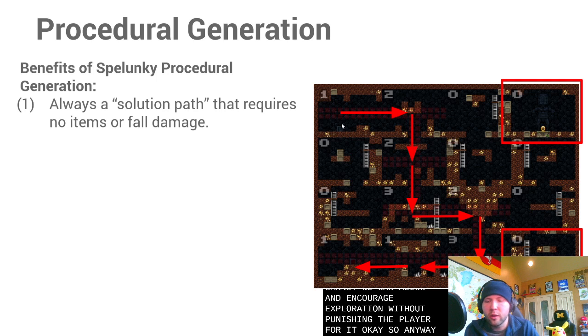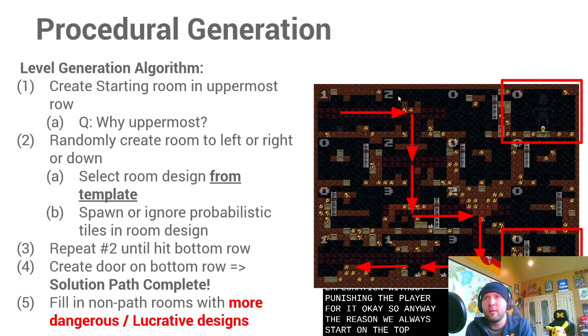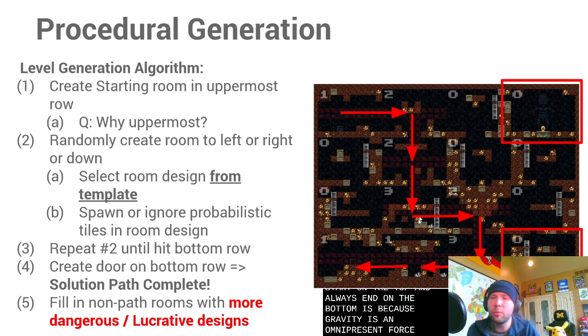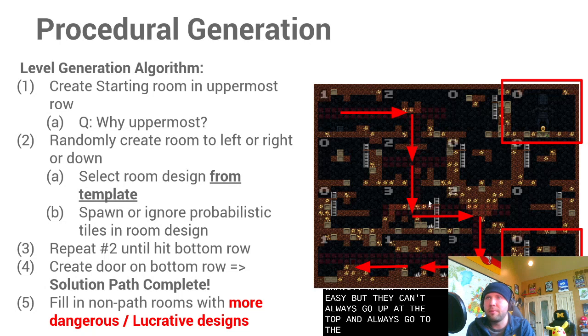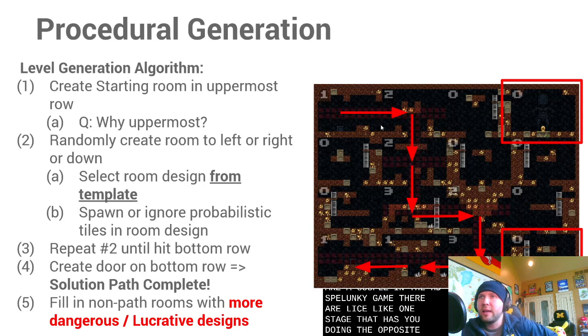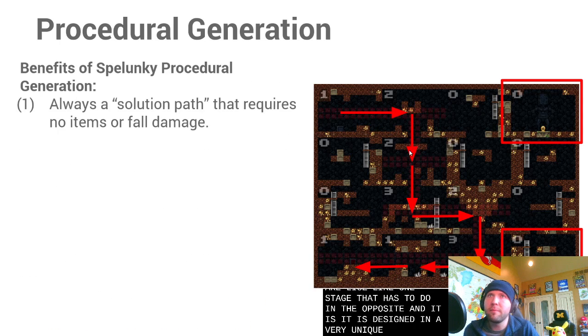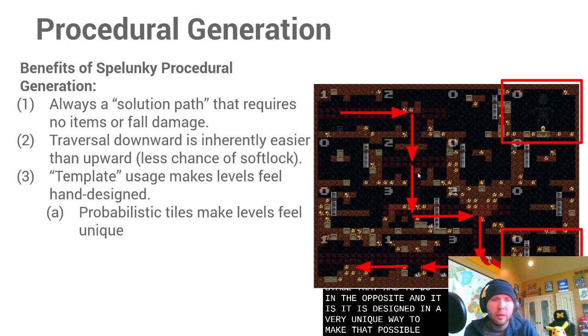So anyway, the reason we always start on the top and always end on the bottom is because gravity is an omnipresent force that could prevent the player from climbing up through rooms. And so the player can always go down because gravity makes that easy, but they can't always go up. So that's why we always have to start at the top and always go to the bottom. There are a couple exceptions in the HD Spelunky game. It's like one stage that has you doing the opposite, and it is designed in a very unique way to make that possible.